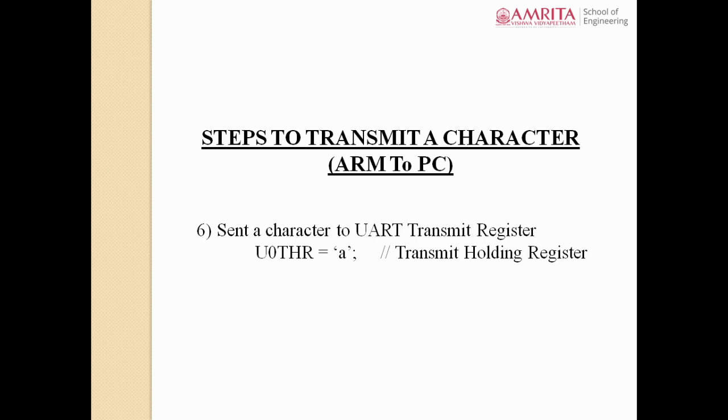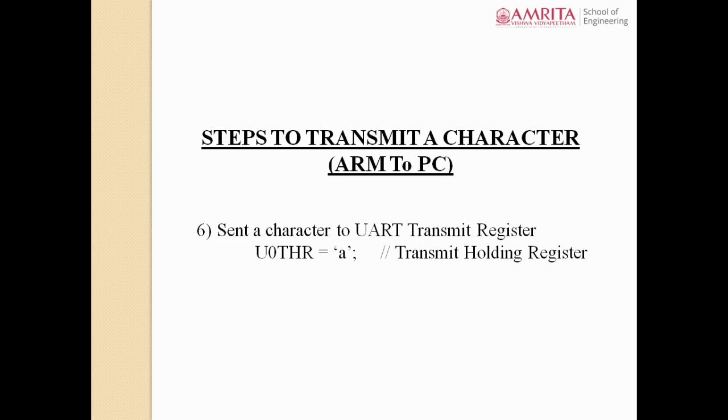Whenever you are giving one clock to the parallel to serial shift register, one bit will go out through the TX line. When you are giving the second clock, the second bit will go out through the TX line. So who is generating the serial clock? This serial clock is generated by a peripheral known as the baud rate generator. That baud rate generator we have already seen while configuring the baud rate. So the baud rate generator is a peripheral which generates the clock required for shifting the data out of the parallel to serial shift register.